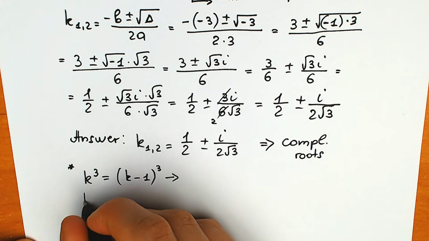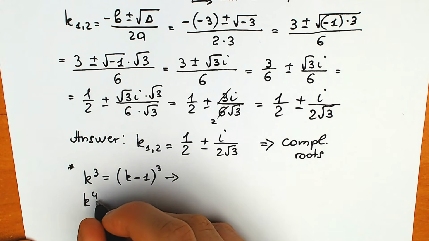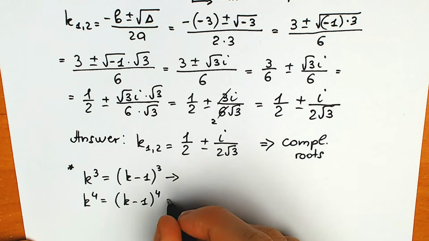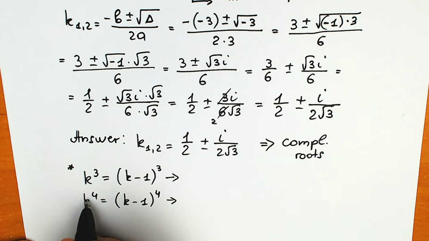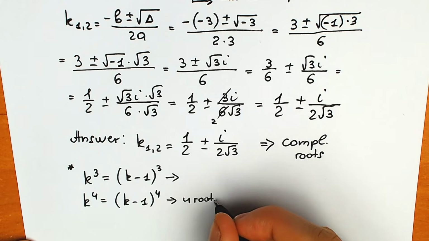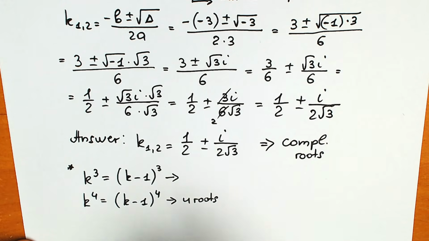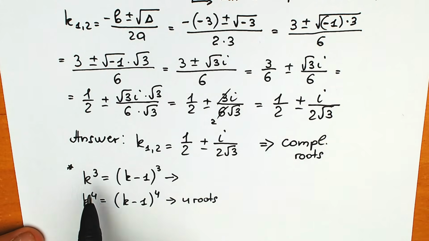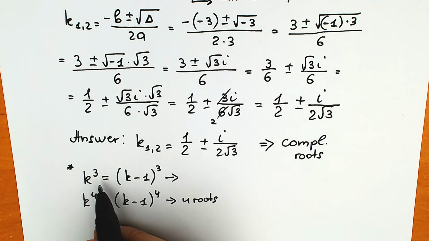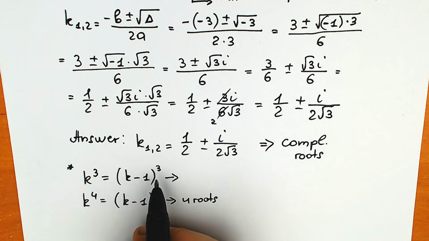At least 3 roots in total, yeah? When we're talking about, for example, k to the power 4 equal to (k minus 1) to the power 4, according to the fundamental theorem of algebra, we have at least 4 roots. And according to this question, when we have k to the power 3, it means that we have at least 3 roots, maybe 1 complex, 2 real, or 2 real, 1 complex.